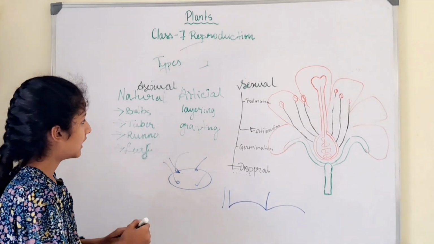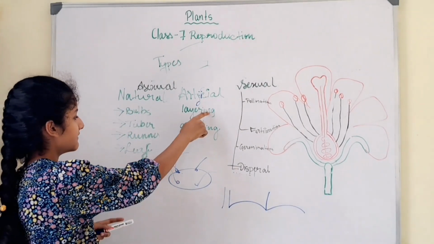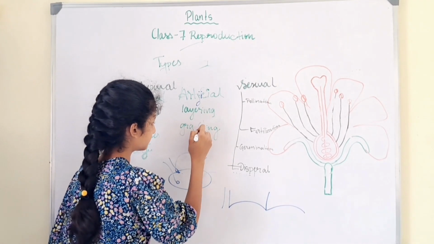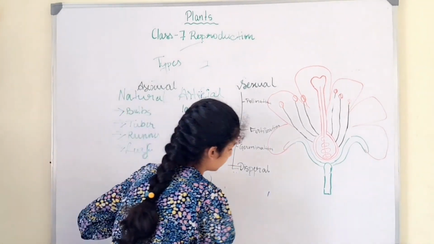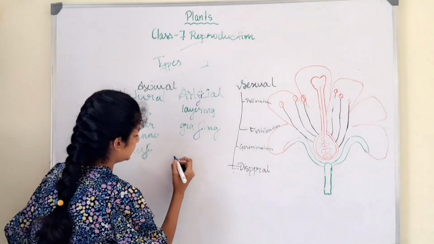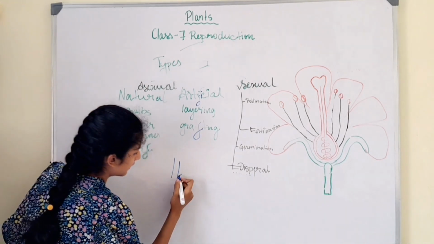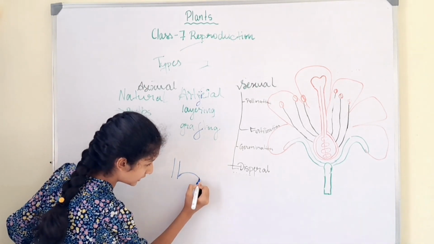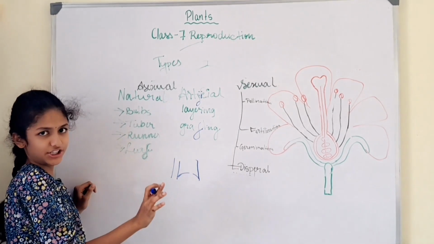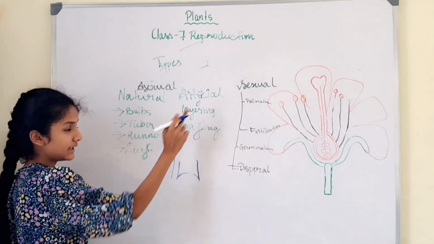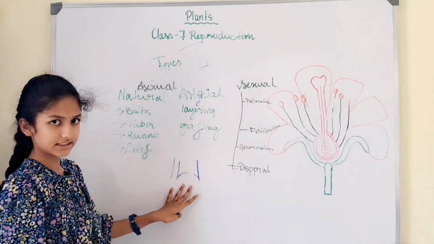In artificial vegetative propagation, we have layering and grafting. Now, what is basically layering? Suppose this is one stem. Now that branch, we will bend it into the soil. Again here we'll tie it into the soil. Again a new plant will grow. Then we'll cut off the relation. So we are growing another plant using layering. This comes under artificial vegetative propagation. Layering is done like this.